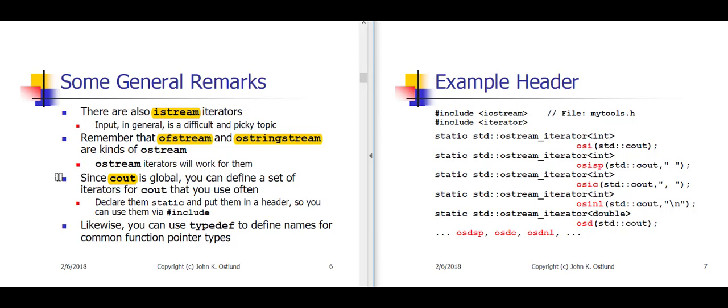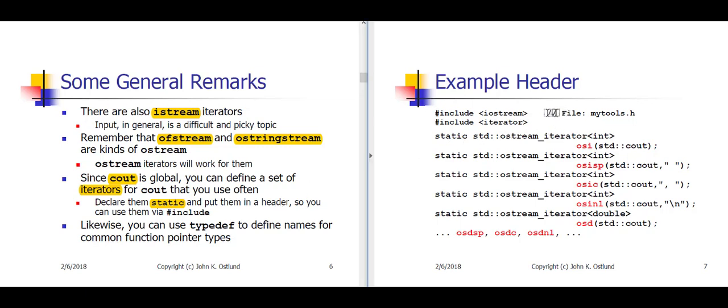Now, cout is a global variable. It's always available. And so, for convenience, if you find that you need to use a certain collection of ostream iterators over and over in more or less every program that you write, you can simply define a set of ostream iterators and declare them static so that you can put those things into a header.